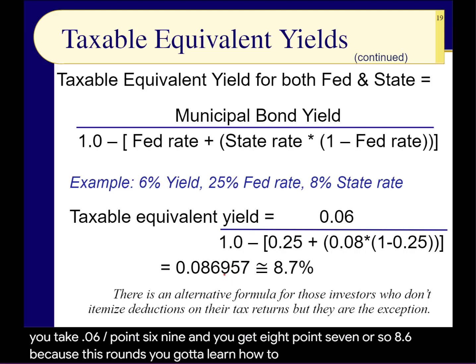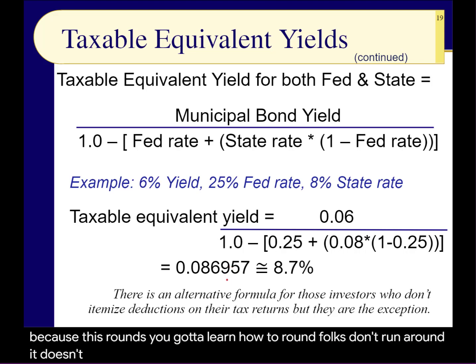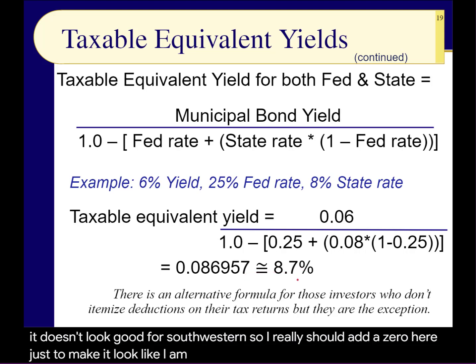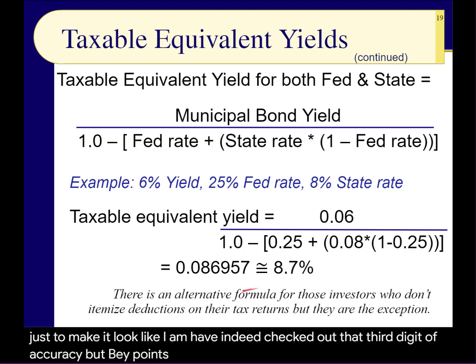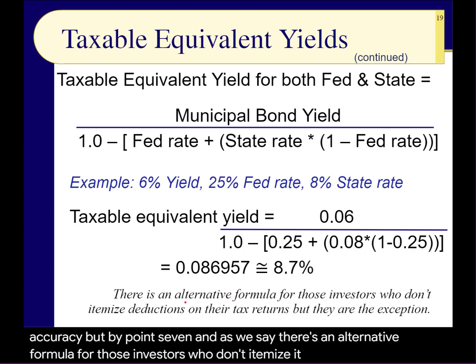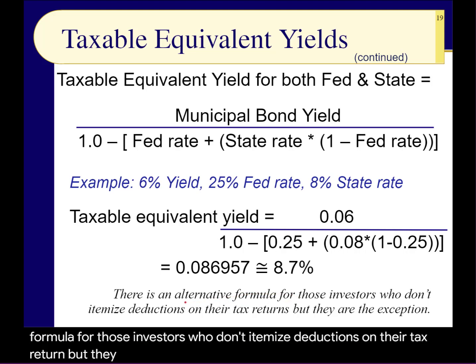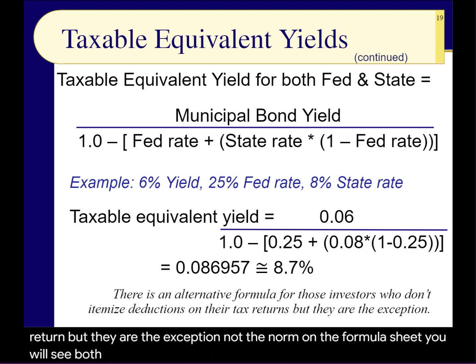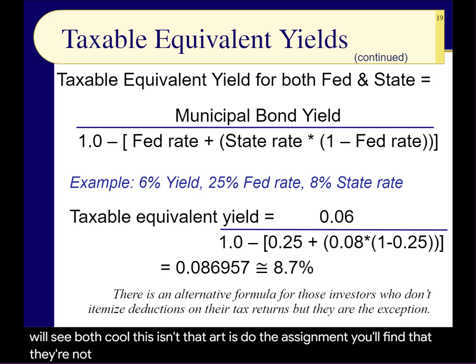You got to learn how to round, folks. It doesn't look good for Southwestern. So I really should add a 0 here just to make it look like I have indeed checked out that third digit of accuracy. But 8.7. And as we say, there's an alternative formula for those investors who don't itemize deductions on their tax returns, but they are the exception, not the norm. On the formula sheet, you will see both. Cool? This isn't that hard, is it? Do the worksheets, do the assignment. You'll find that they're not very difficult.